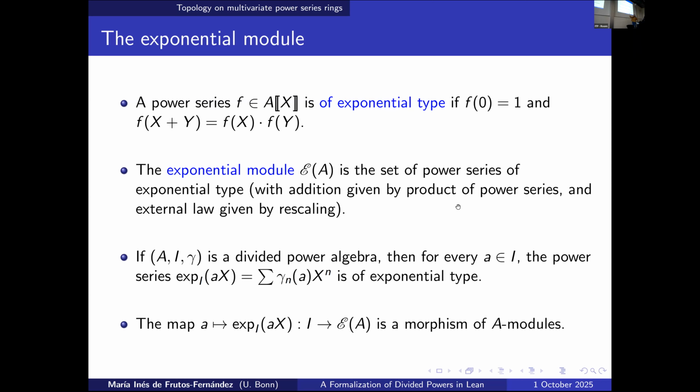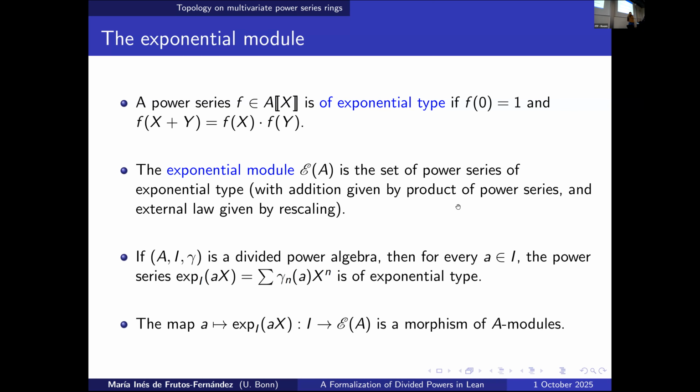And the way that you prove that this is of exponential type is really by the same argument that you will use in analysis with the classical series. OK, now the map that sends an element a in the ideal to the exponential of aX is a morphism of A-modules. OK, so this is the theory.